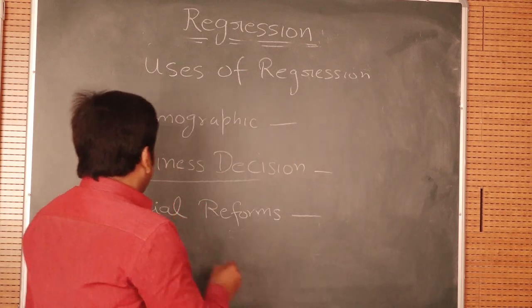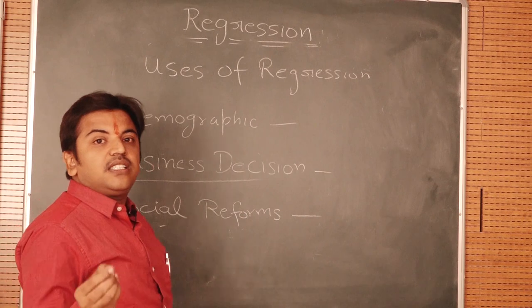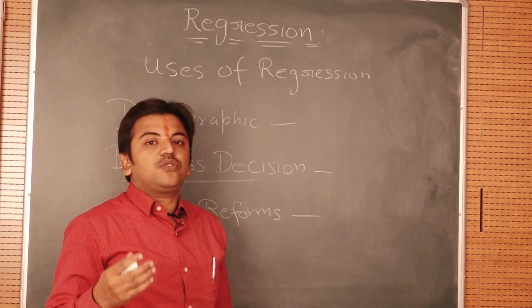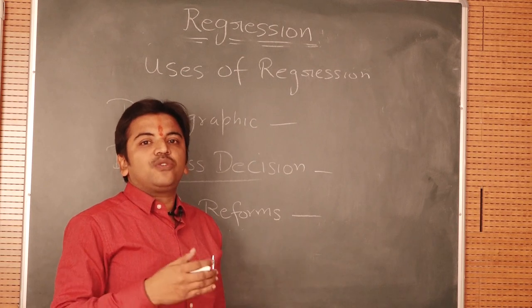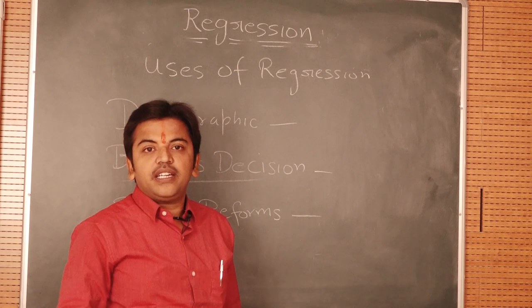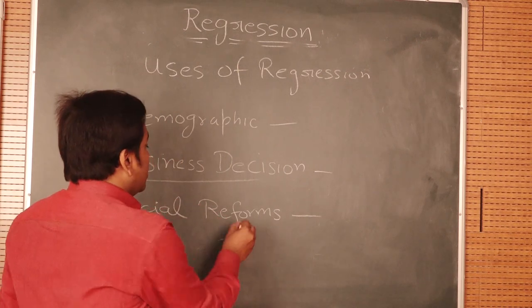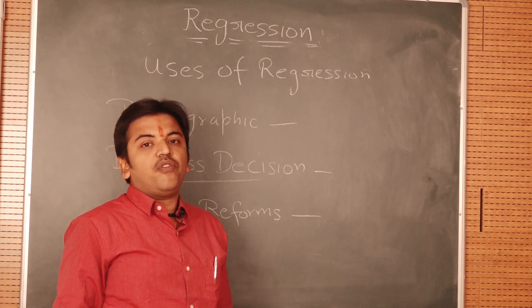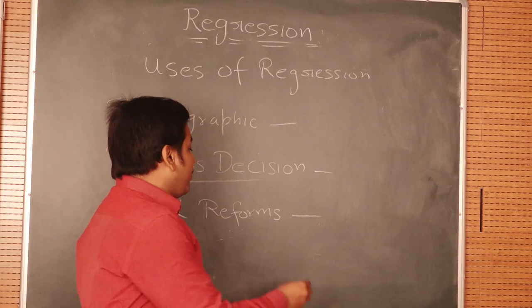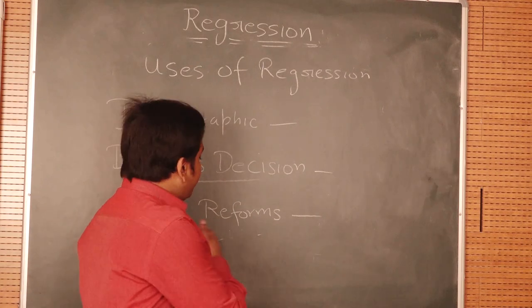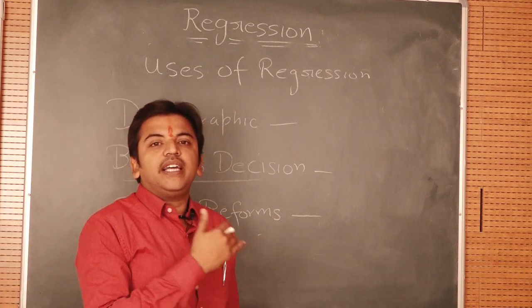For example, the taxing system of India, the country: whether the tax is going to increase, whether the tax is going to decrease, how much tax is going to be levied so that the social masses are not affected, that is the tax structure. Then what the poverty rate is, how we can bring down the poverty rate, how we can do the welfare of the society. All these factors, the humanization of the process, everything can be properly analyzed with the help of regression analysis.